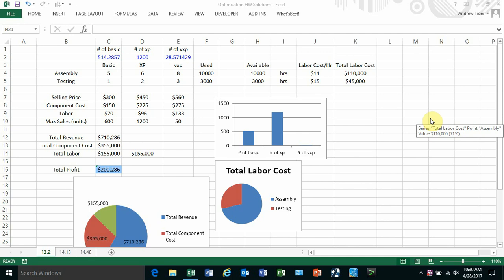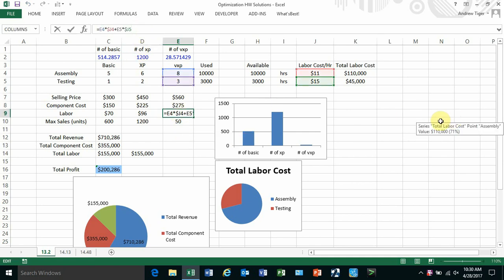Okay, this video goes over the optimization homework out of chapters 13 and 14. The first problem was a product mix problem, and you had to add an additional product. So the additional product had hours required for assembly and testing. We had what we can sell it for, the cost of the components, and also the labor cost, which is a function of how much we pay per hour plus the hours required.